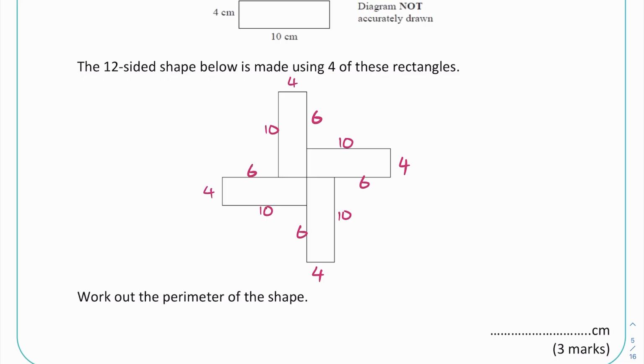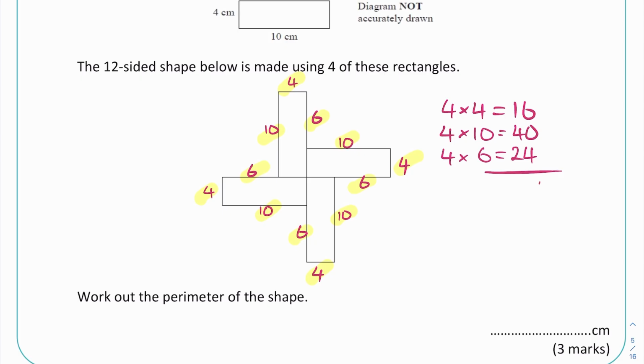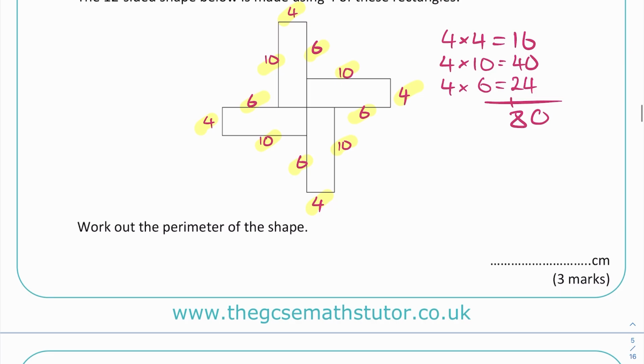Now if we look at what we've got in terms of the perimeter, the distance all the way around, we have 1, 2, 3, 4 4s. So 4 times 4, which is 16. We have 1, 2, 3, 4 10s. So 4 times 10, and that's 40. And we also have 1, 2, 3, 4 6s, and 4 times 6 is 24. So if we add those all together, we get 80. There we go. So our perimeter of the shape is 80 centimetres.